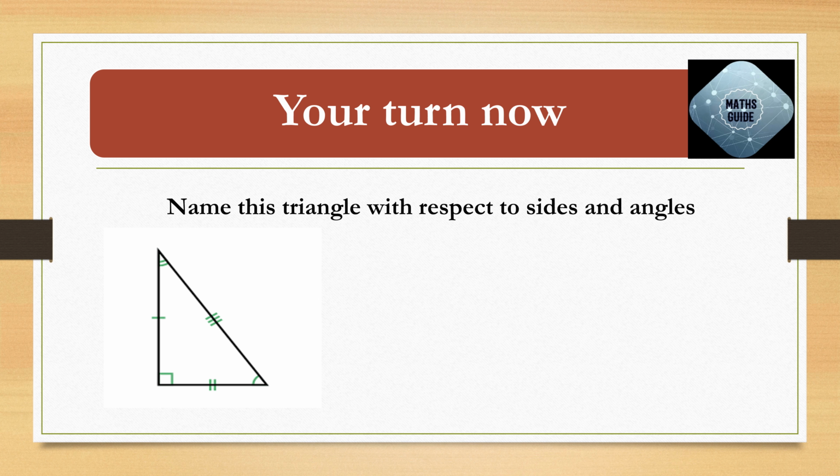Now can you identify this triangle with respect to sides and angles? These small lines indicate that this is a scalene triangle, and this shape of angle shows that it has one angle that is exactly 90 degrees. So with respect to sides, it is called a scalene triangle, and with respect to angles, it is called a right angle triangle. So we can say this triangle is a scalene right angled triangle.